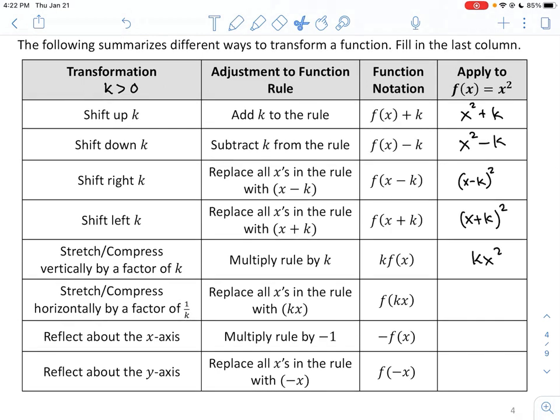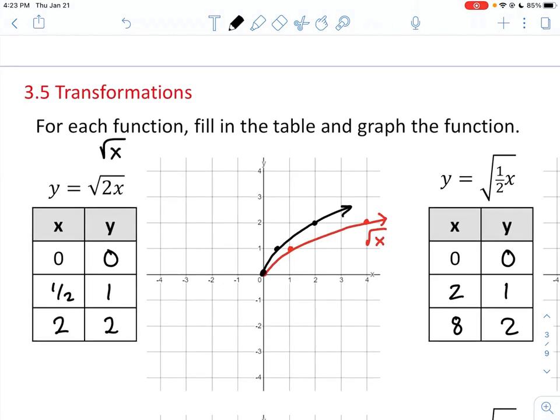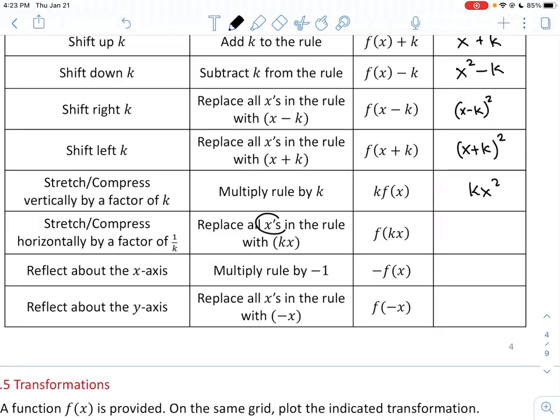Now if you want to stretch or compress horizontally by a factor of, notice I'm doing the reciprocal of k this time, you replace all the x's in the rule with kx. Right, that's exactly what was happening in a case like this one here. This was the parent rule. If I replace x with 2x, this led to a horizontal compression by a factor of a half. So replace all the x's with kx will be a compression by 1 over k or stretching by 1 over k, depending on what k is. If k is general here, k might be a fraction to begin with.